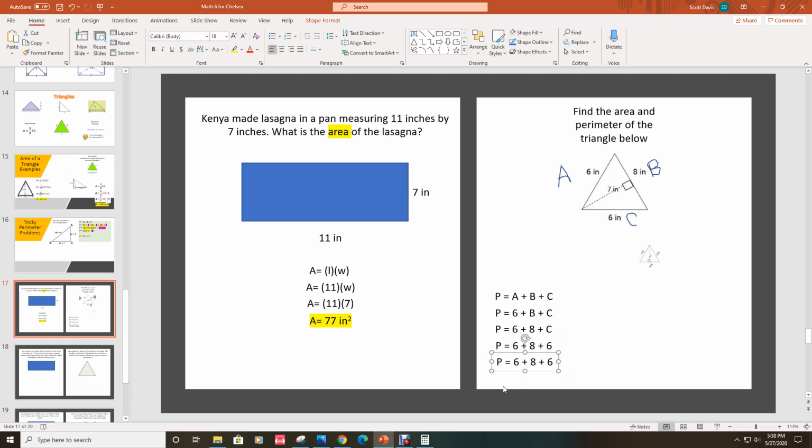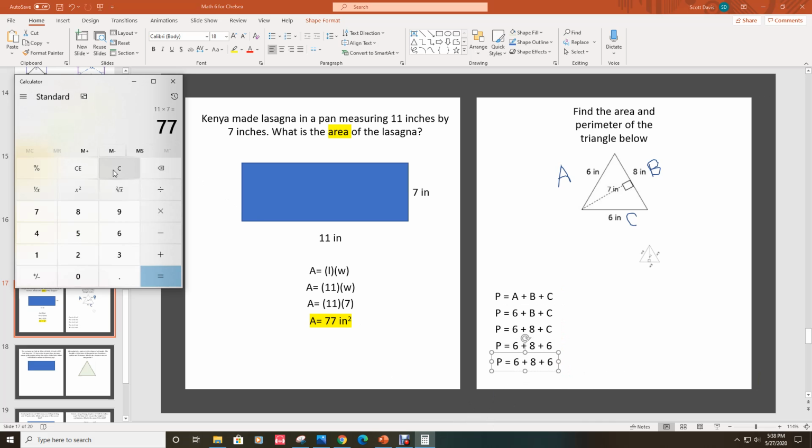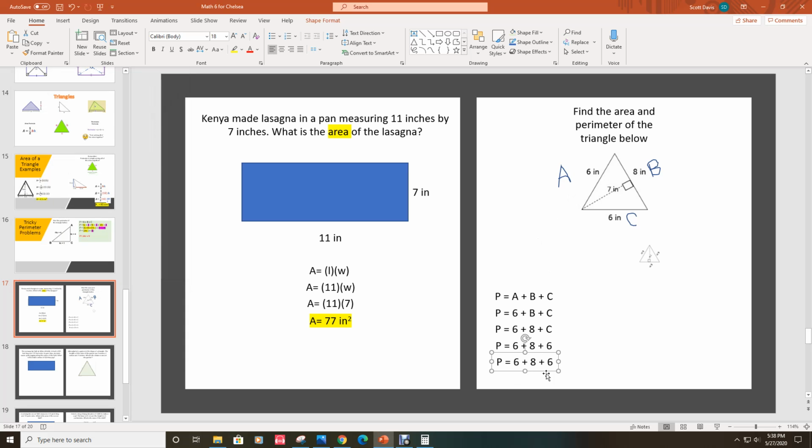All right, so perimeter equals, let's add them together in our calculator. It's nice they give you a calculator so you don't have to do it by hand, because it's easy to make a math goof. So 6 plus 8 plus 6 equals 20. So the perimeter of this triangle equals 20.